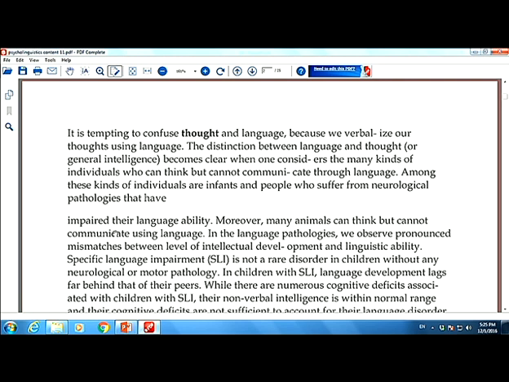Why? Because we verbalize thoughts using language. We use language to convey thoughts. That's why we confuse thought and language. Things like that. So focus on these issues.